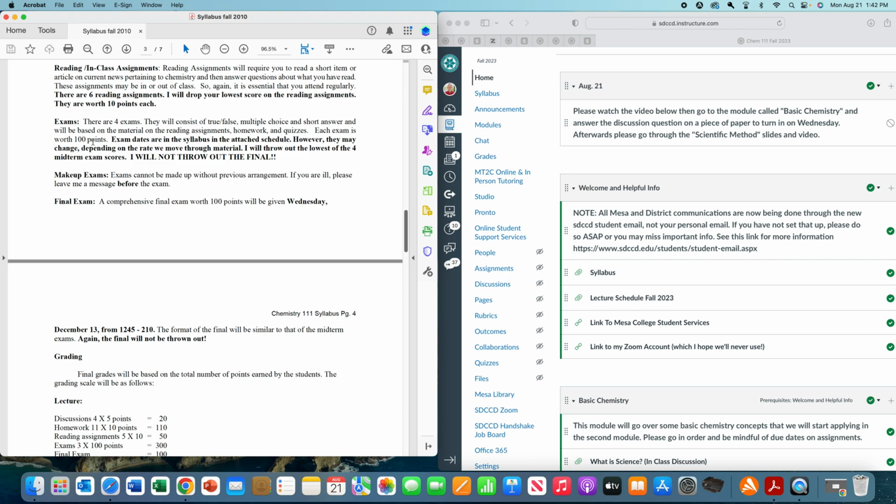Now, of the exams, I'm going to use the same formats. So I have 5 true, false, 10 multiple choice. True, false are 2 points. Multiple choice are 4 points, excuse me. So that's 50 points, and the other half will be short answer or whatever, balancing equations, things like that. Of these, I will throw out the lowest of the 4 midterm exams, but I will not throw out the final. And the final is the same format as the other exams.